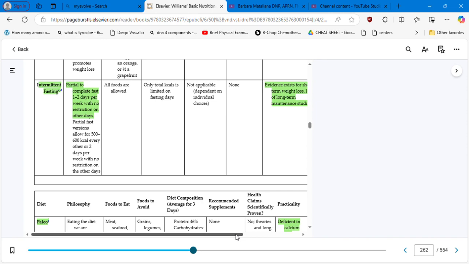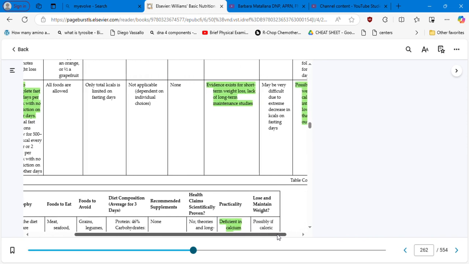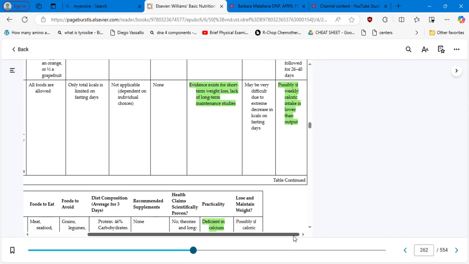And the evidence is telling us that it exists for short-term weight loss, with a lack of long-term maintenance studies, unless you really change your habit. Again, possible if weekly caloric intake is lower than output. They are talking here about whether you can maintain the weight loss.